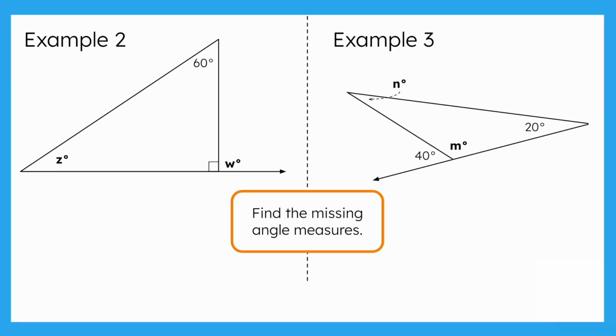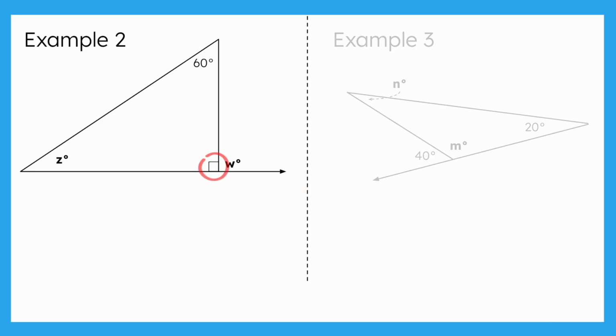Pause and solve for the missing angle measures in the two triangles. In example 2, I see a square in the vertex of this interior angle, which means it is 90 degrees. I know that the right angle and the adjacent exterior angle are a linear pair, so the exterior angle must be 90 degrees as well. Now I can find the missing interior angle. The measures of all three interior angles must sum to 180, so the missing interior angle is 30 degrees.